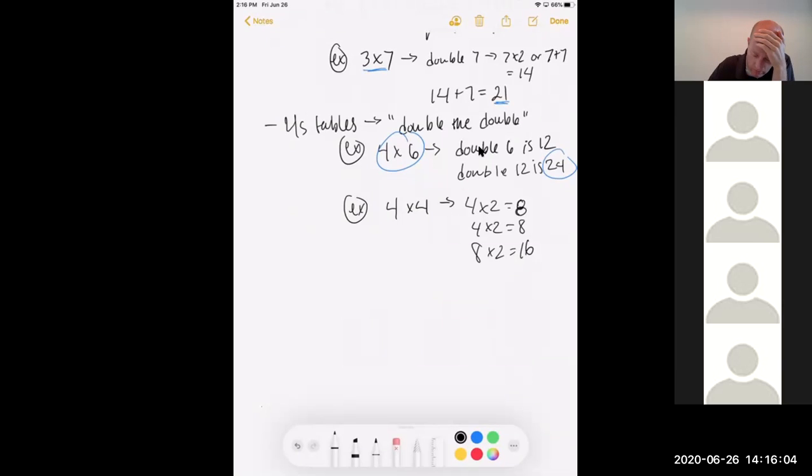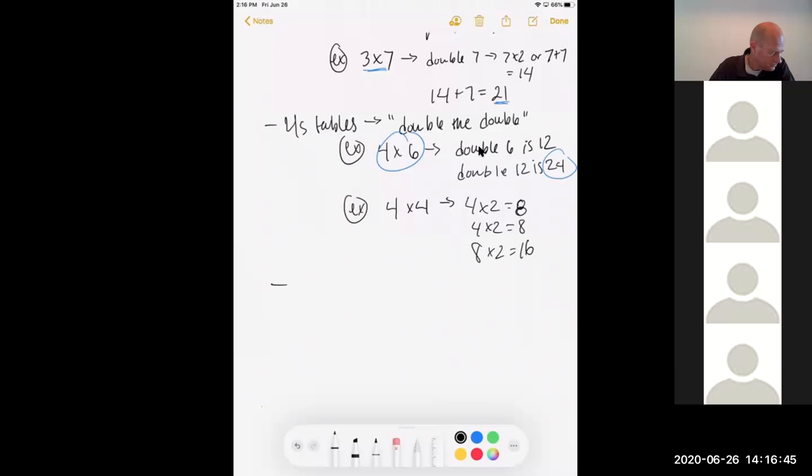Great, the 4's tables, doubling the double. That makes it a lot easier. Students can handle that a lot better than counting 4 sets. You can list 4, 8, 12, and 16, but sometimes it gets tricky because they have to keep counting on from 8 and 12. Doubling the double is a faster and more efficient way, but some students stick with listing out the multiples of 4. Some people like to double, some like to do other things.